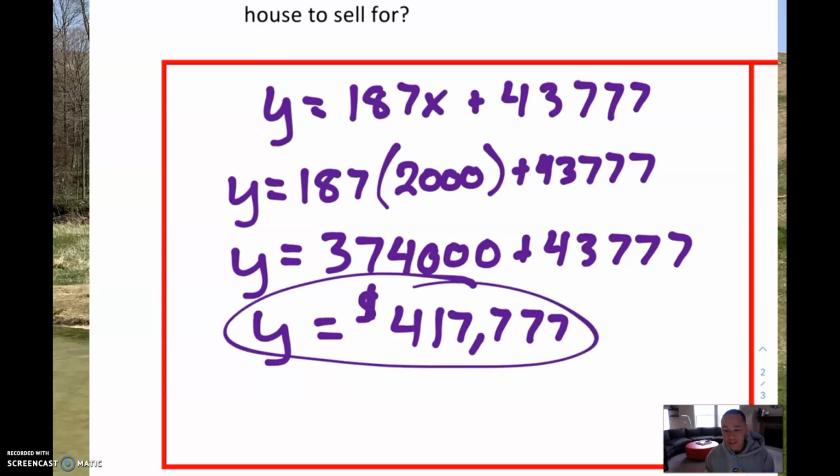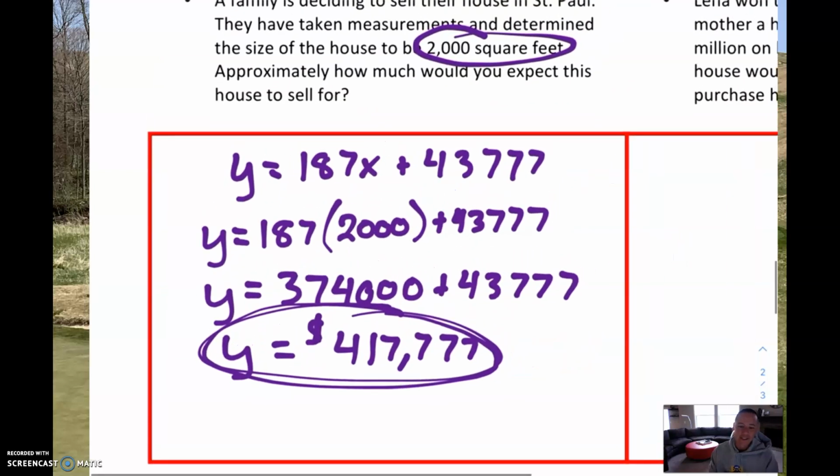Now, if you're a realtor, you're not going to post a house for $417,777. That seems kind of odd. You'd probably just bump it up to like $419,000, because what's another $1,000 or so? So realtors would probably round it up to a cleaner number, but it's approximately worth that value, $417,777.